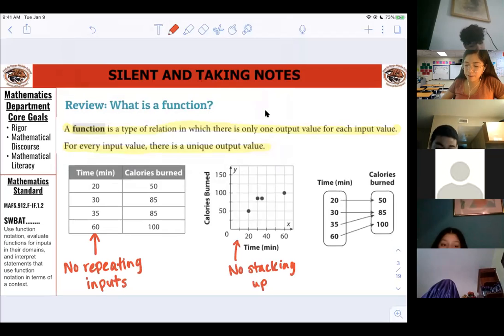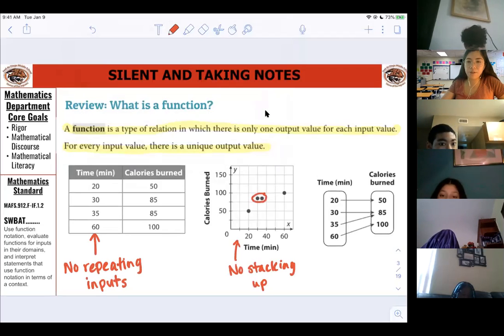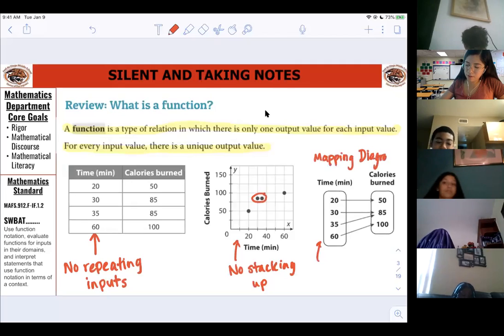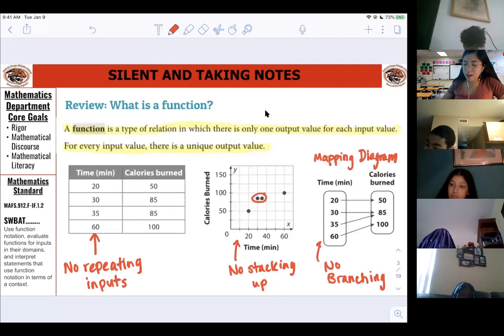On this one, they're next to each other, which is okay. If they're right next to each other, that's fine. They just can't be on top of each other. And then on a mapping diagram, what do we look for? Branching. Branches. Good. No branches. Oh, I see now, because two different numbers branch up to one other number. Right. So on this one, no branching. Sure. On this one, that's not a branch because it's not like it's branching out.